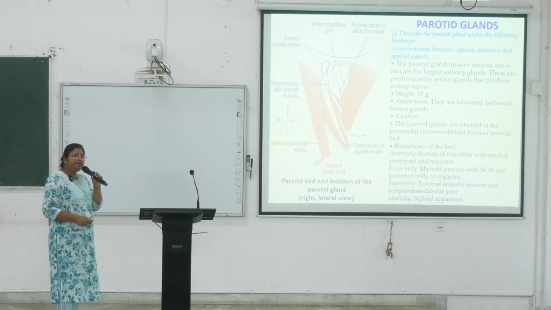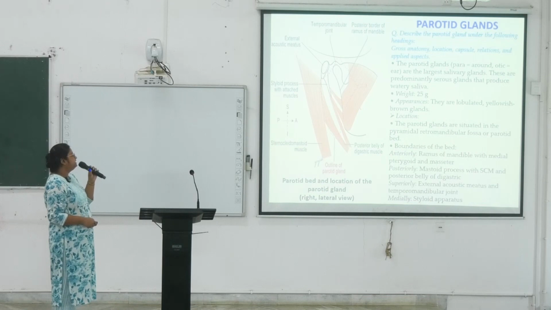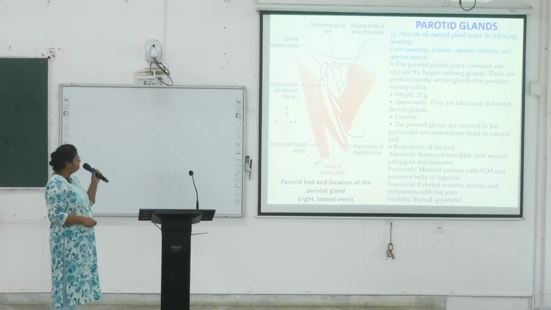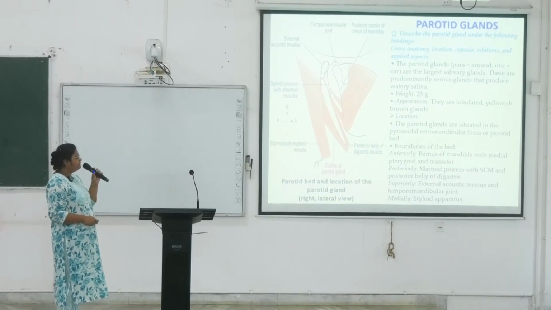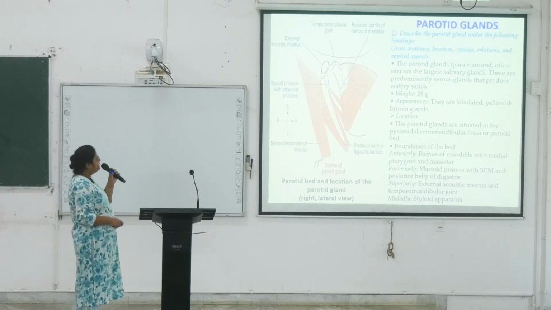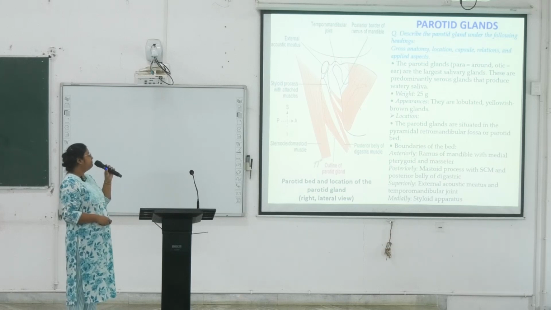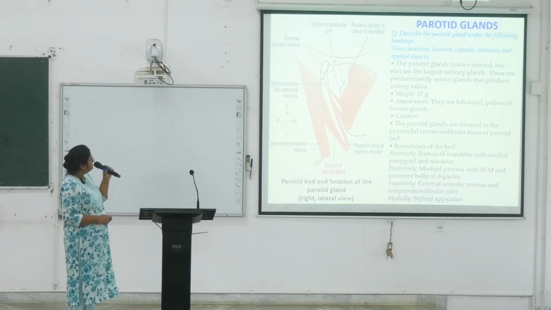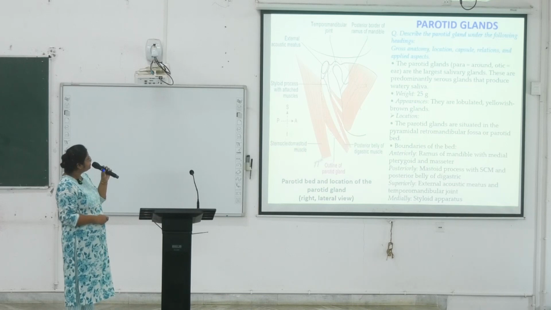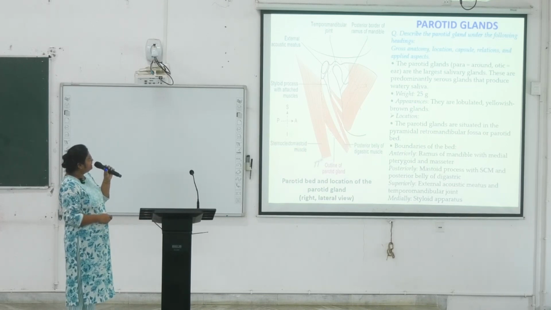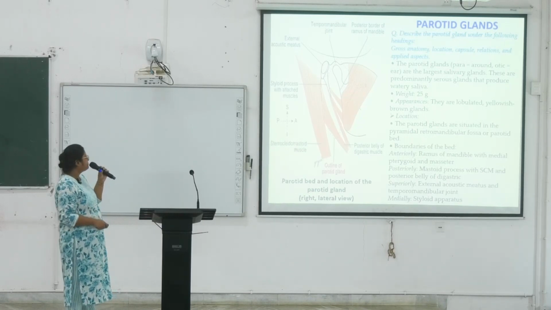Now, what is the location? The parotid glands are situated in the pyramidal retromandibular fossa or parotid bed. What are the boundaries of this parotid bed? Anteriorly, there is the ramus of the mandible with medial pterygoid and masseter. Here the masseter has been shown, and in the deeper plane, medial pterygoid. And this is the ramus of the mandible. These lie in anterior relation to the parotid.